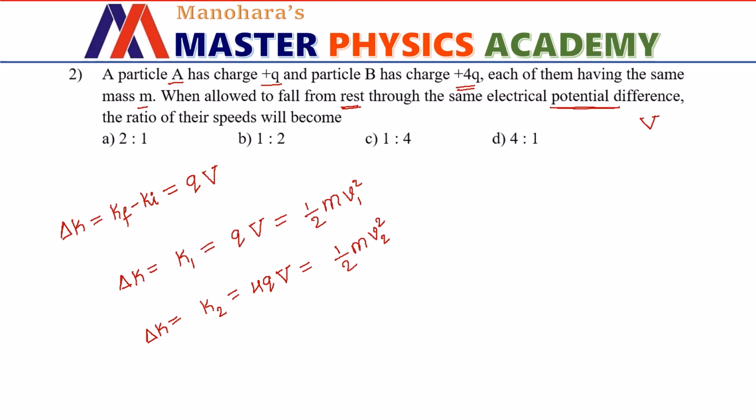Now take the ratios. So qV divided by 4qV will be equal to 1 by 4. Half m and half m get cancelled. Then what is left here? V1 squared divided by V2 squared. Taking square root, finally we found that V1 by V2 is equal to 1 by 2. So the correct option is option B.